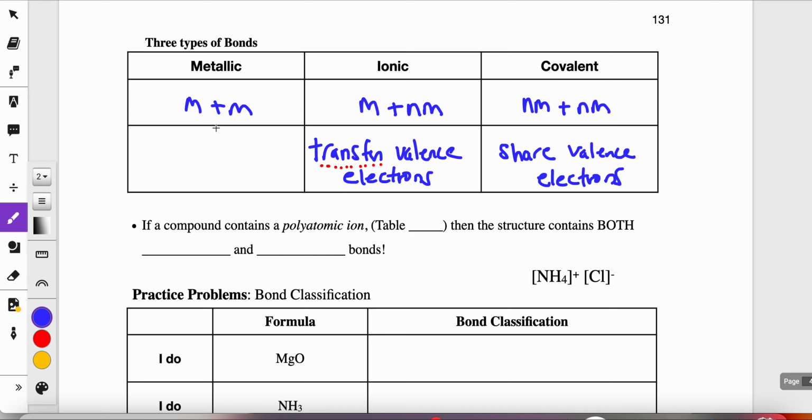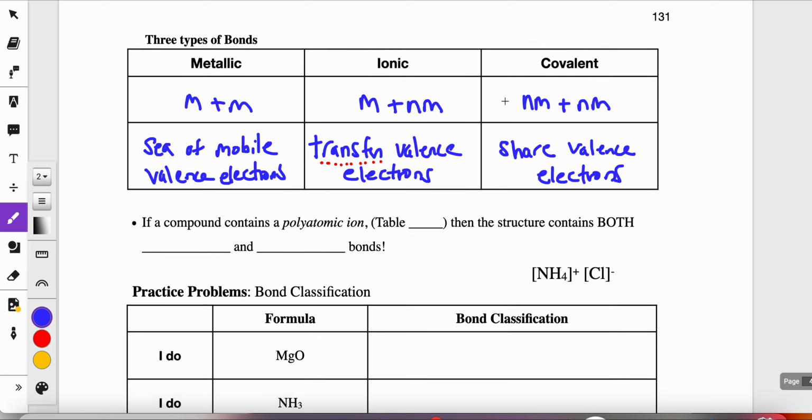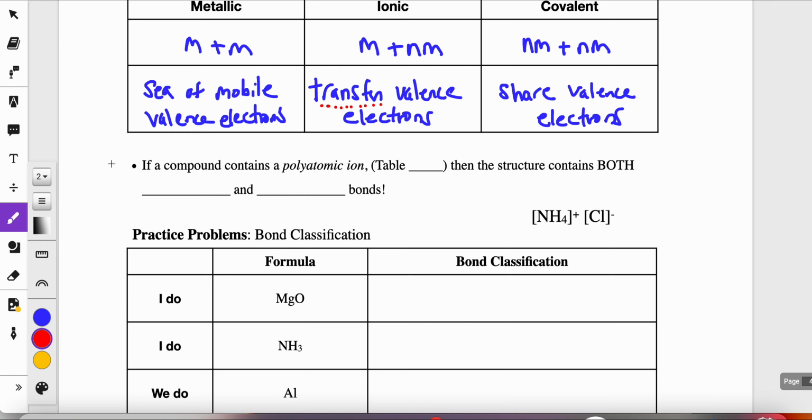And then metallic. It sounds like a little bit of an outrageous saying, but it makes it easy to remember. Metallic bonds exist in structures where you have a sea, like an ocean, a sea of mobile valence electrons. So metallic is always going to be described as a sea of mobile valence electrons. Ionic is always going to be described as a transfer of valence electrons, and covalent will always be described as sharing valence electrons. And then our element combinations. Get that memorized.